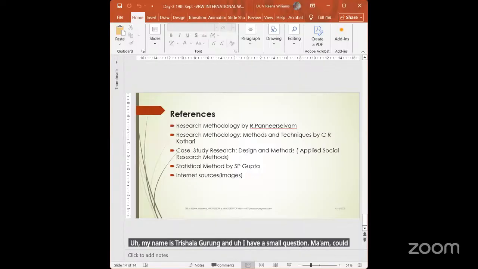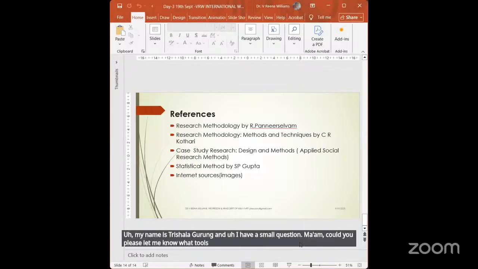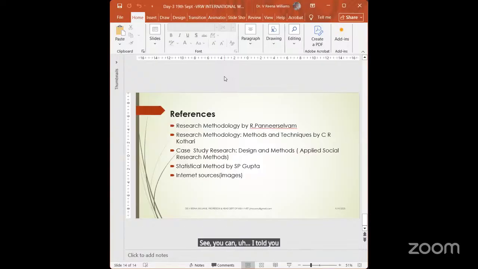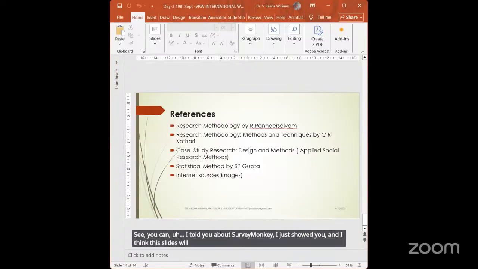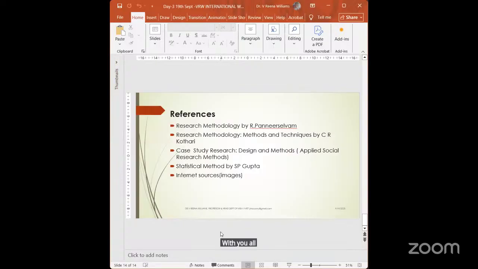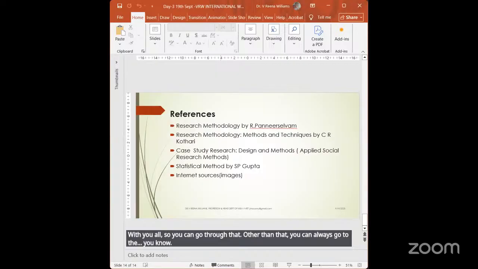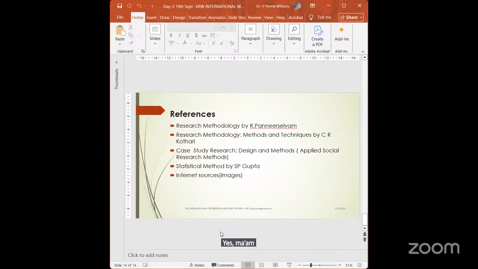Ma'am, could you please let me know what tools or software are most commonly used for sample size calculation? What is the thing that you would recommend? See, I told you about SurveyMonkey. I just showed you, and I think these slides will be shared with you all, so you can go through that. Other than that, you can always go to the online platforms, and there are n number of options that you can get.